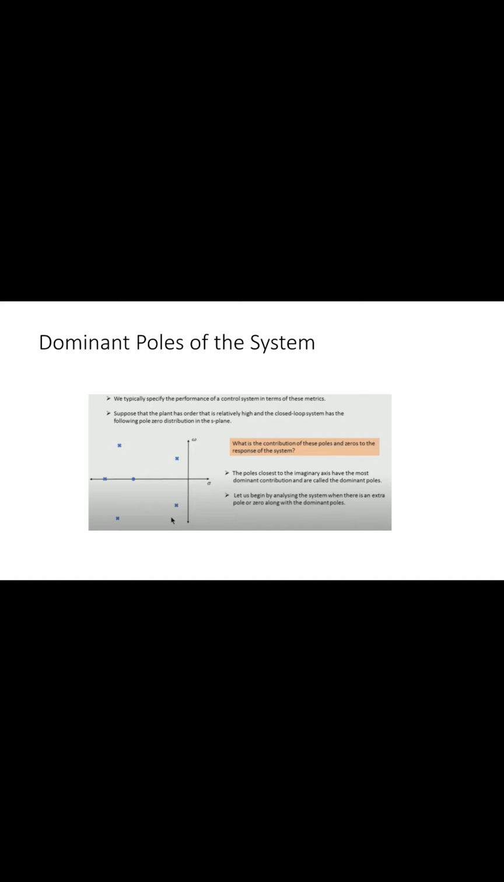So the pole which is closer to the imaginary axis, its response will last for a longer period of time, and the pole which is away from the imaginary axis, its response will last for a comparatively lesser amount of time as compared to the one which is close to the imaginary axis. So remember, the pole which is closer to the imaginary axis is the dominant pole.